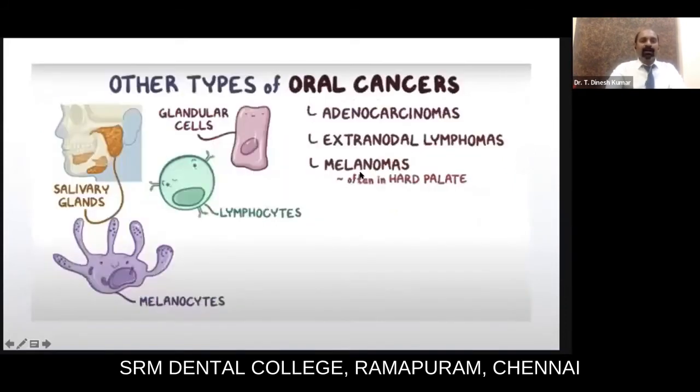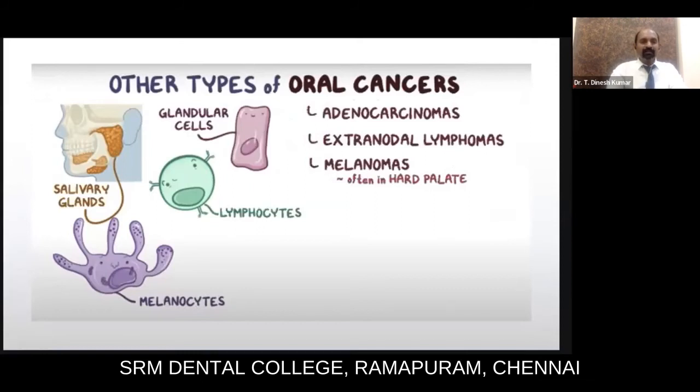And in the oral cavity, of course, there are other types of oral cancers, as I told you. If it arises from a salivary gland, we call it an adenocarcinoma. If it arises from a melanocyte, we call it a melanoma. And if it arises from a lymphocyte, and because it's from a non-nodal or extranodal region, we call it extranodal lymphoma. This is just for your understanding.